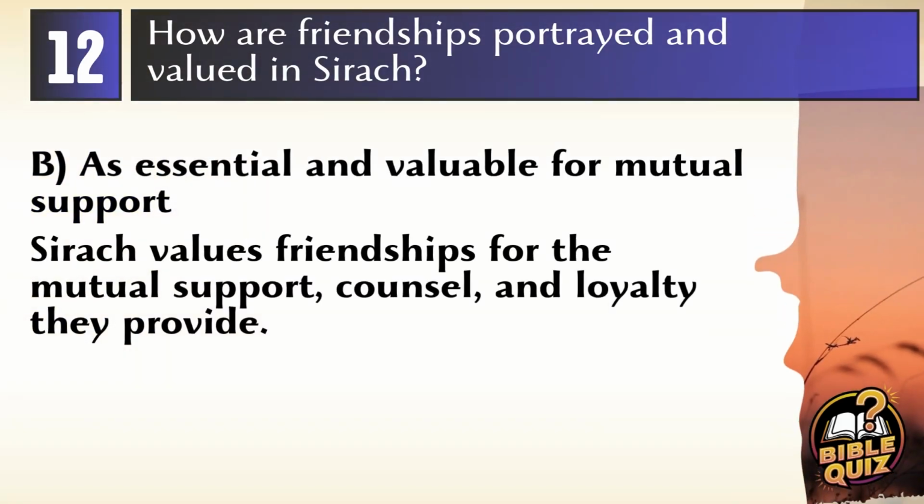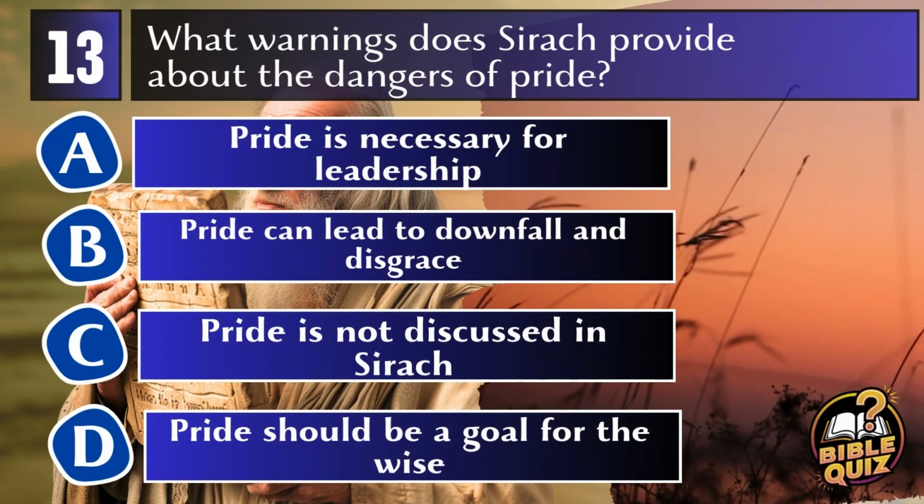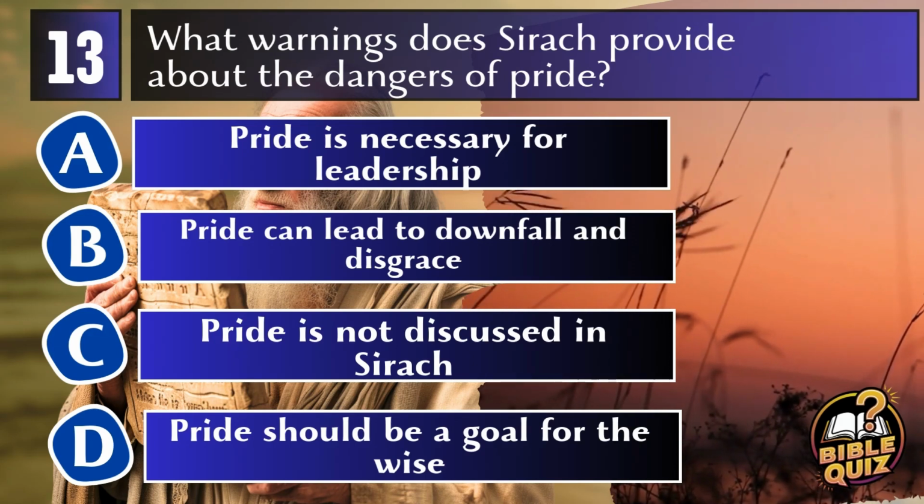Answer B. As essential and valuable for mutual support. Sirach portrays friendships as essential and valuable, providing mutual support, counsel, and comfort, and advises choosing friends carefully. Sirach 6:5-17. Question 13. What warnings does Sirach provide about the dangers of pride?